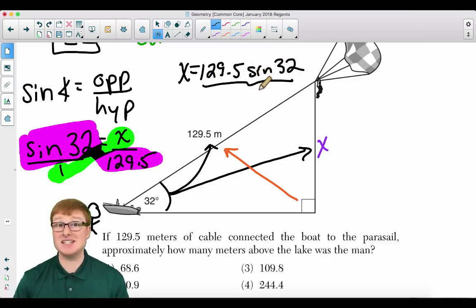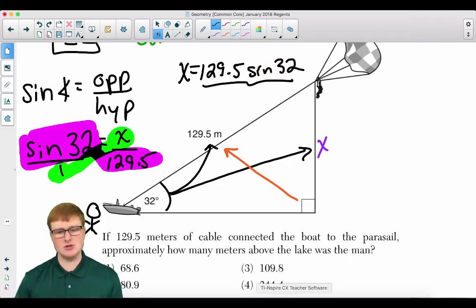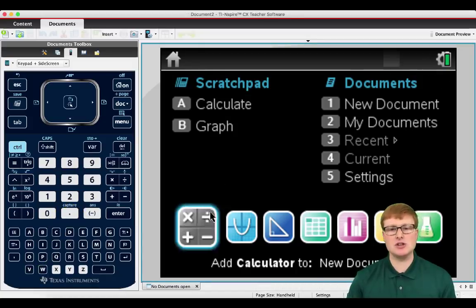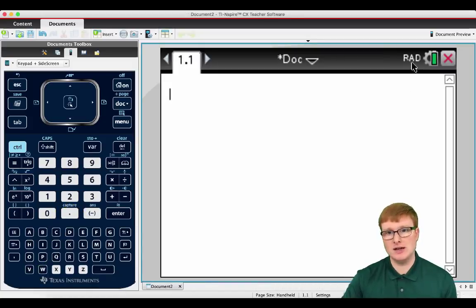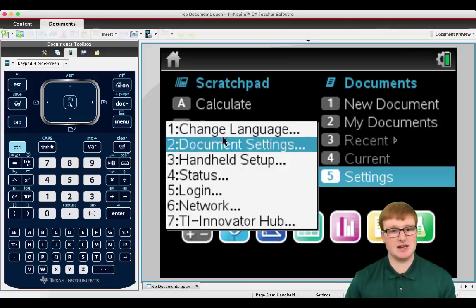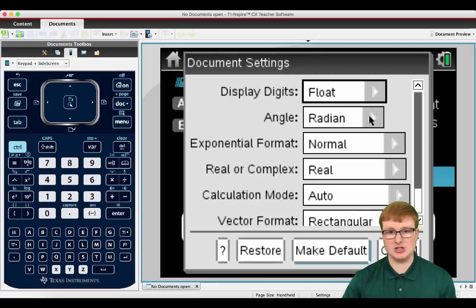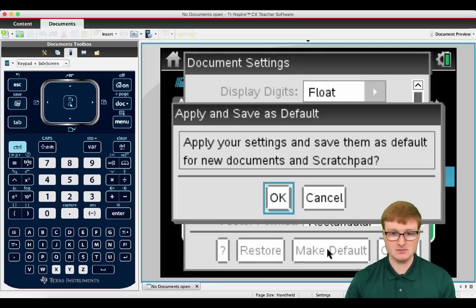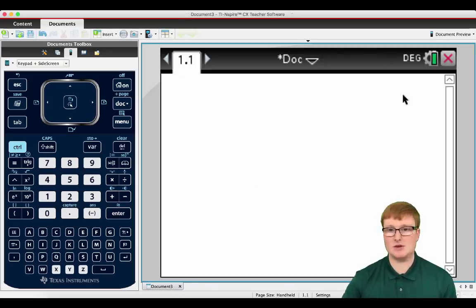We need to type this into our calculator right now. Let's go ahead and do that. Again, I use the TI Inspire. Make sure that your calculator is in degree mode. If you have the TI Inspire, you can look at the right-hand corner. Uh-oh, mine's in radian mode. So I just need to quickly change the settings, document settings. I need to change it to degree mode. Make that default. Okay, so now we have our calculator page.